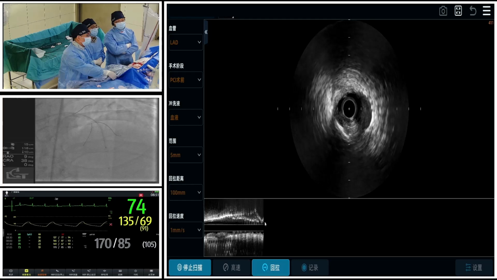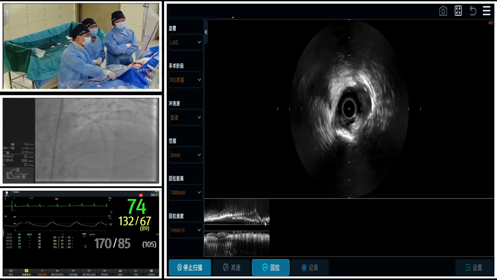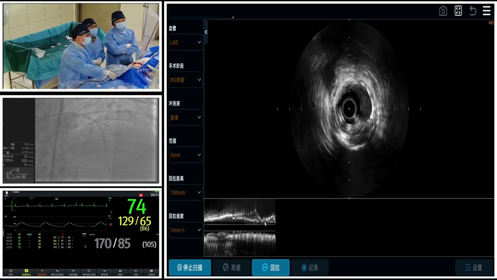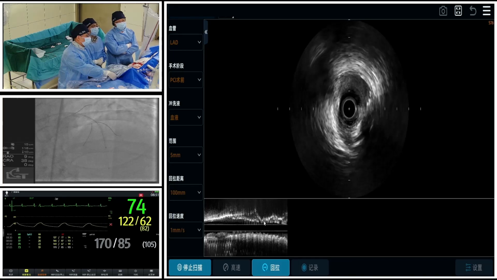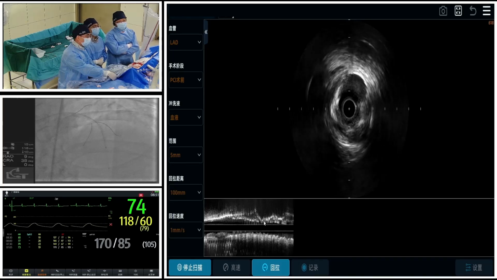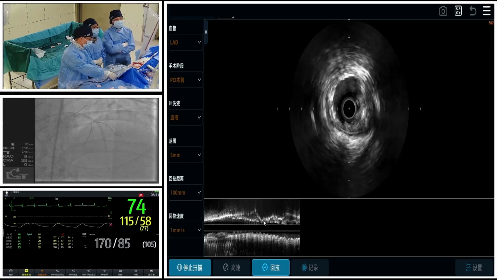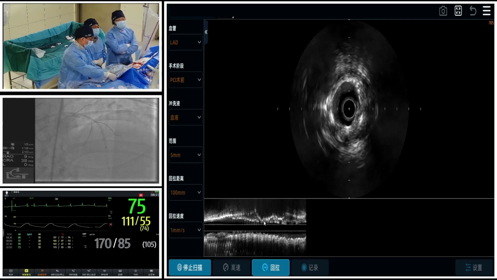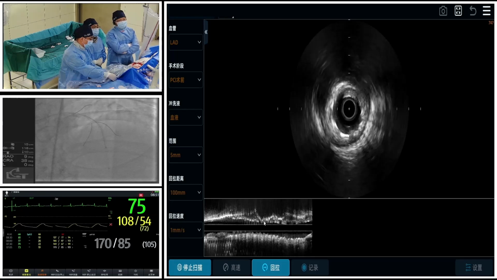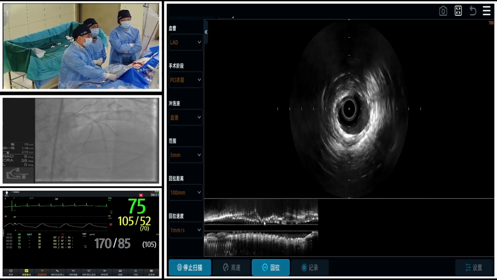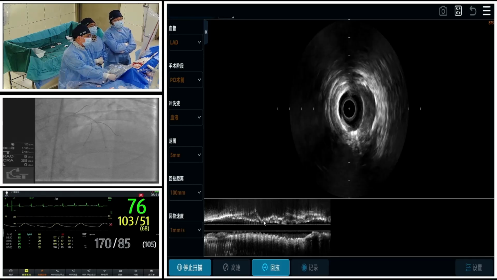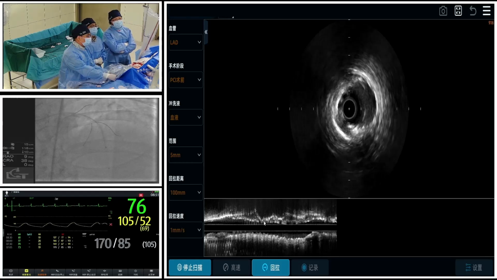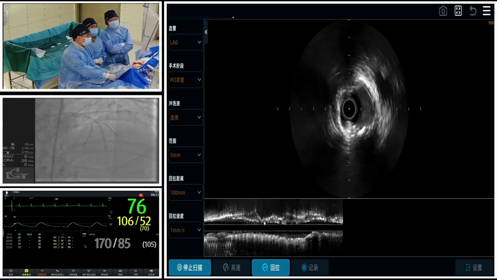However, I think we require some relatively good post-dilation of the stent because it's not so well expanded yet compared to the distal landing zone. And according to the consensus on stent expansion, we require over 85%, at least 90% of the stent expansion compared to the distal reference vessel segment.